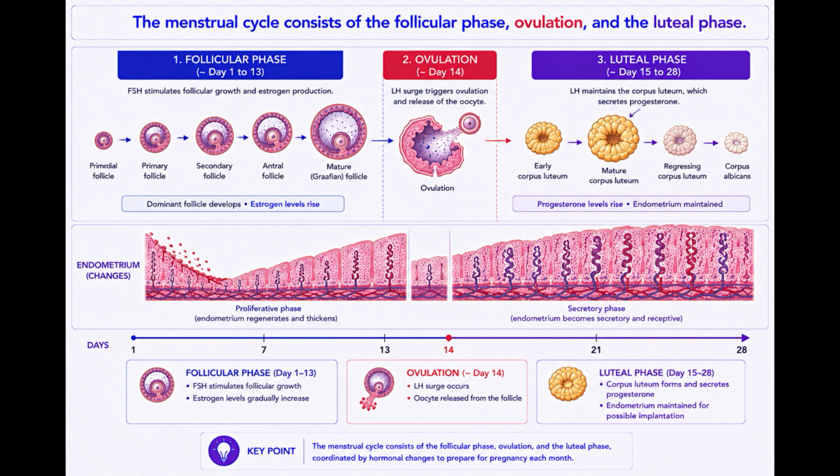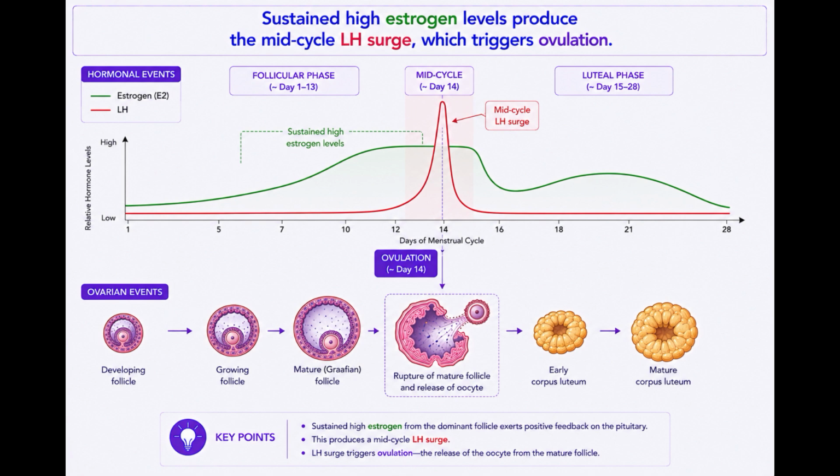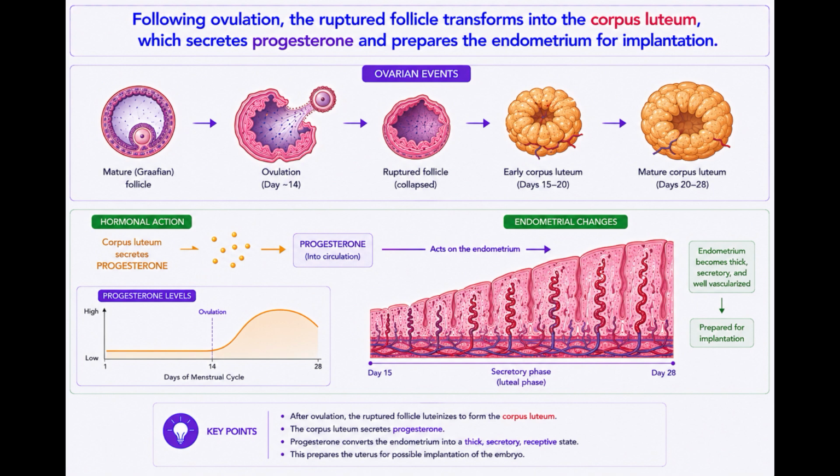During the follicular phase, a dominant follicle develops and produces increasing amounts of estrogen. Sustained high estrogen levels produce the mid-cycle LH surge, which triggers ovulation. Following ovulation, the ruptured follicle transforms into the corpus luteum, which secretes progesterone and prepares the endometrium for implantation.